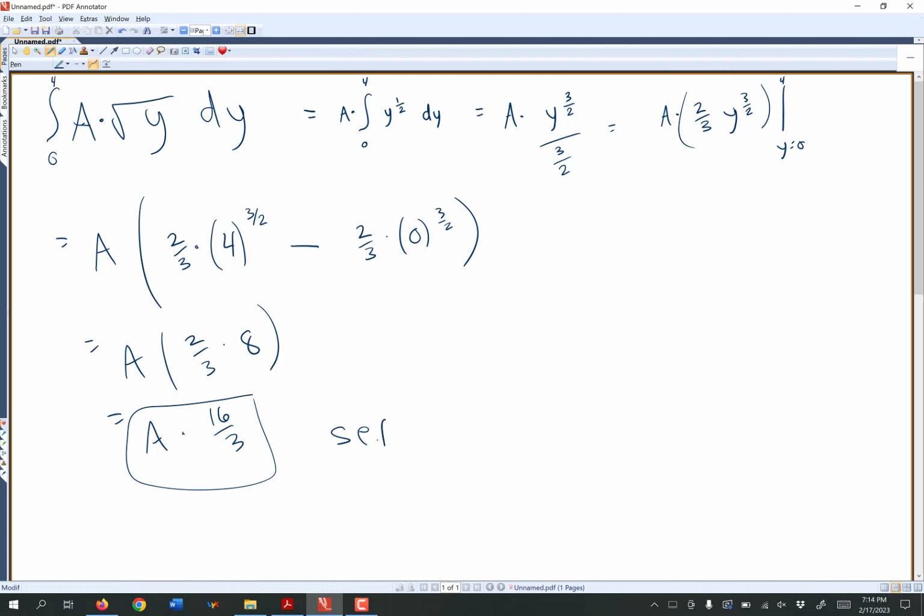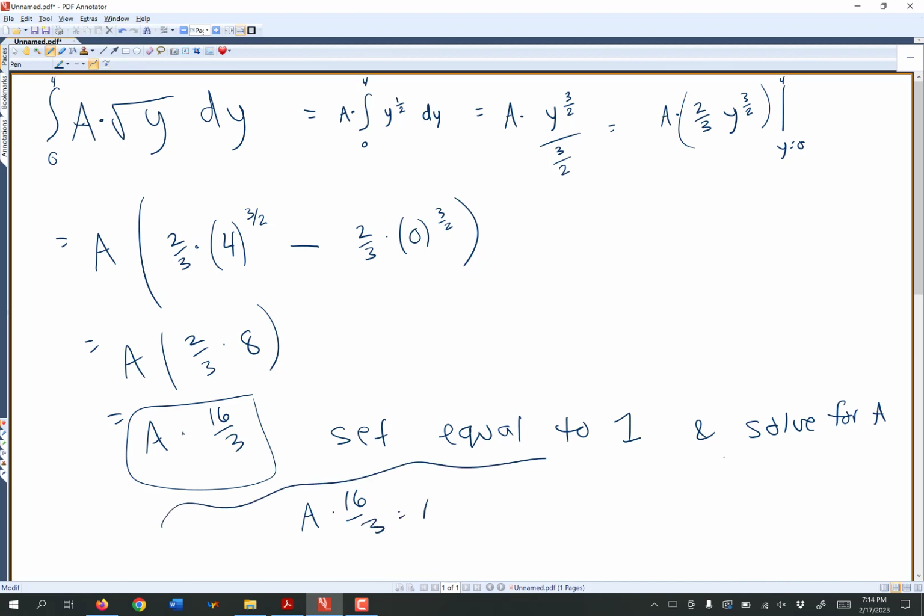Now let's set this equal to 1 and solve for a. So we'll say a times 16 over 3 equals 1. And then we divide both sides by 16 over 3, so we get a equals 3/16. So that's the intermediate calculus that we skipped in the video.